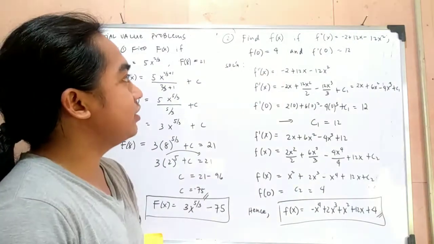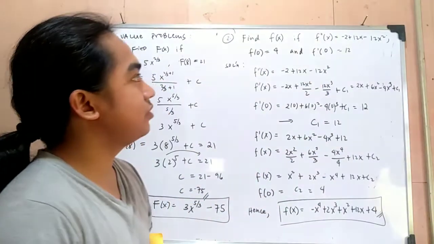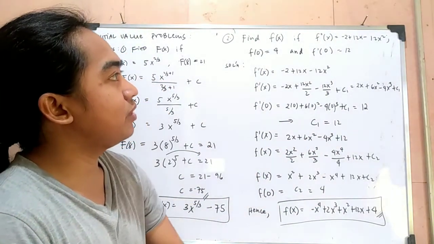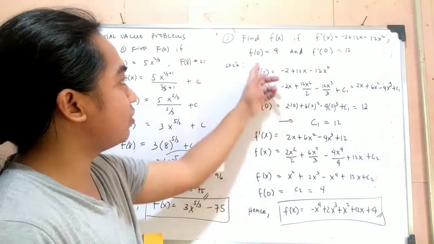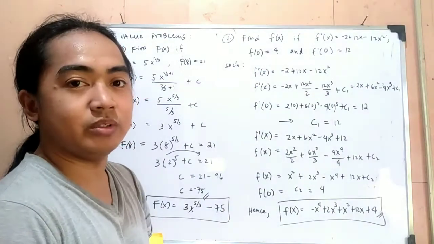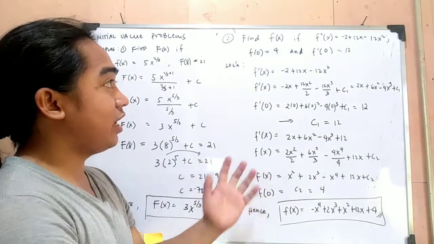Find f of x if the double derivative of f is negative 2 plus 12x minus 12x squared, subject to initial condition, f of 0 is 4 and f prime of 0 is 12. So, ganun lang din naman yung idea na isa-isang antiderivative lang.